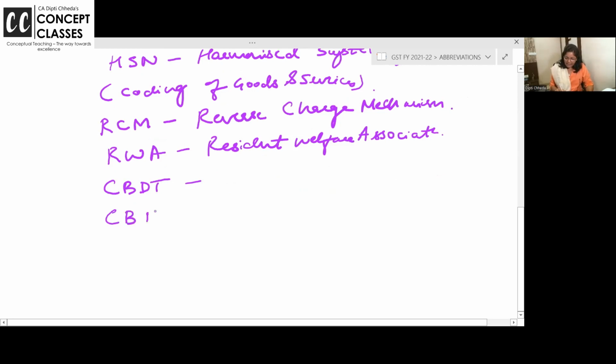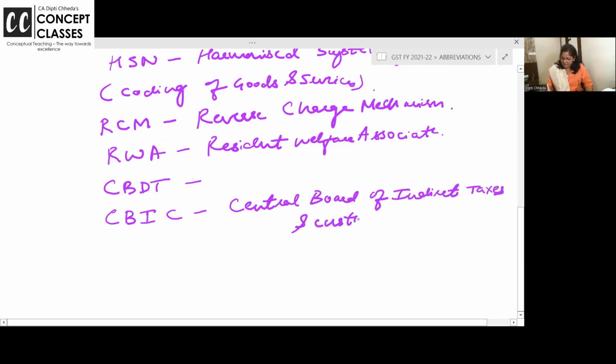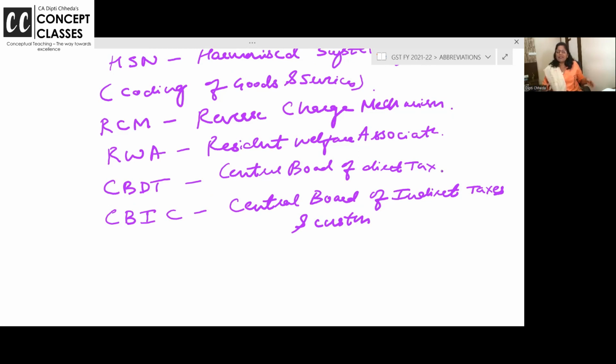Like that, indirect taxes in India is governed by CBIC, Central Board of Indirect Taxes and Customs. Central Board of Direct Taxes तो ये सबको मालूम है. Central Board of Direct Taxes is the highest authority to govern income tax in India. Yes. So CBIC, Central Board of Indirect Taxes. Yes. And for this we have the GST Council also.